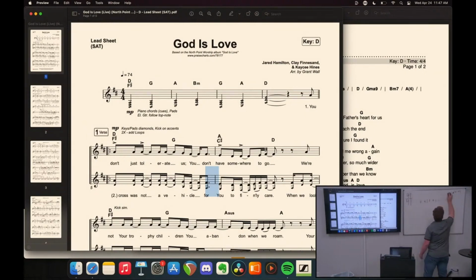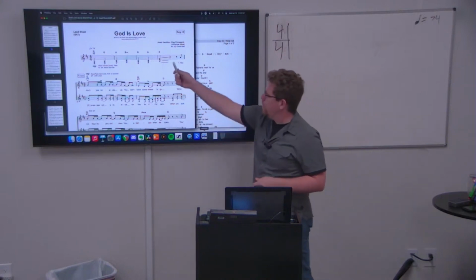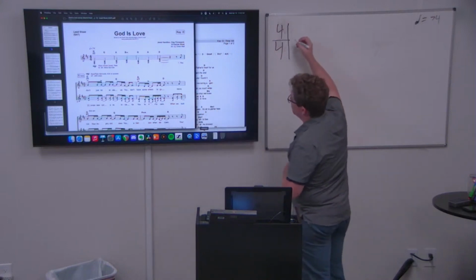So we have this song in 4/4. It's at quarter note equals 74 beats per minute, and then it goes like this. All right, so here we are in God is Love. We're going to start with the pickup measure. So our pickup measure looks like this.